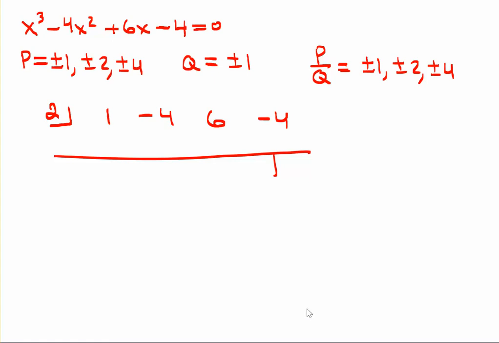Go for it. Bring down the 1. 1 times 2 is 2. -4 plus 2 is a -2. 2 times -2 is a -4. Bring that down, and it gets you a +2 this time. And 2 times 2 is 4. Voila. Awesome. Alright, the polynomial that's left is x squared minus 2x plus 2.